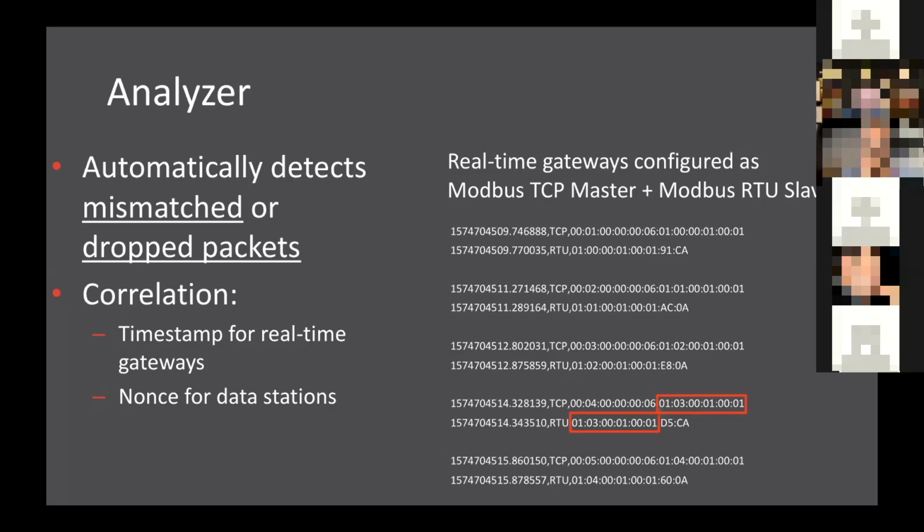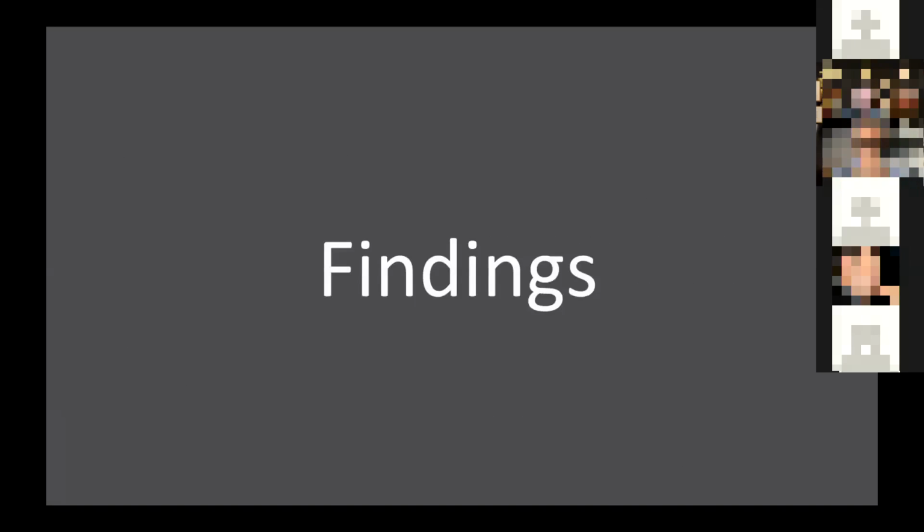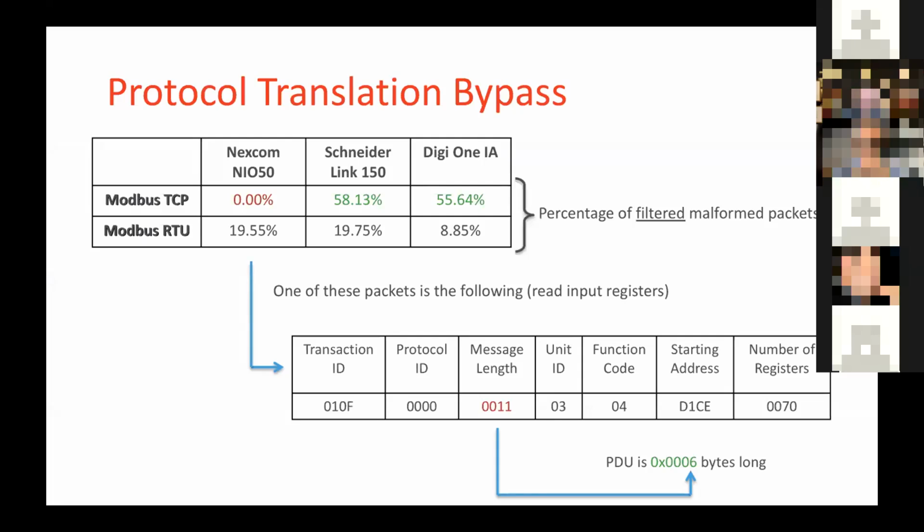So moving on to what we actually found. Within the real-time gateways, we sent about 5,000 invalid packets from the TCP to RTU side, so that's translating from Modbus TCP to Modbus RTU. And then we had about 2,000 on the RTU to TCP side.